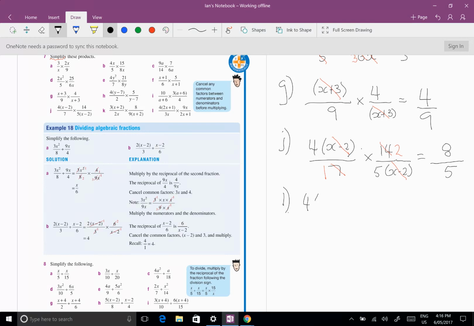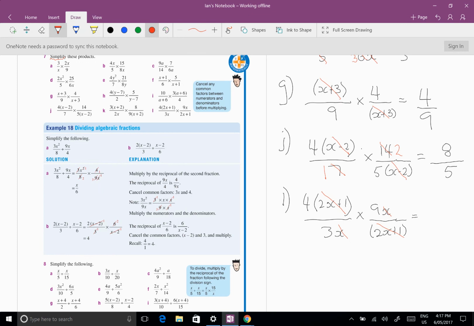And I've got 4 outside of (2x plus 1) all over 3x times 9x over (2x plus 1). And I'm going to write that in parentheses so that we realise that everything on the top is multiplied and everything on the bottom is multiplied. Let's get rid of the big thing, 2x plus 1. It goes. Let's also get rid of the x. They can cancel out. x goes into itself once because it's all multiplied.